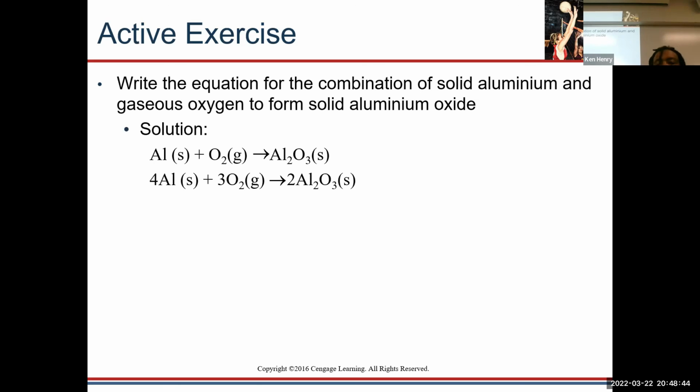Okay, so what would be an example of a decomposition reaction, since you talked about it earlier? Decomposition, what does decomposition mean? AB yields A plus B. Yeah. So if we started with something that's together, like AB, and we're breaking it down to A plus B, right?